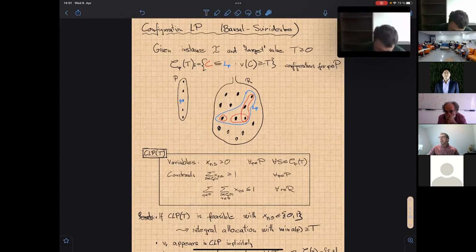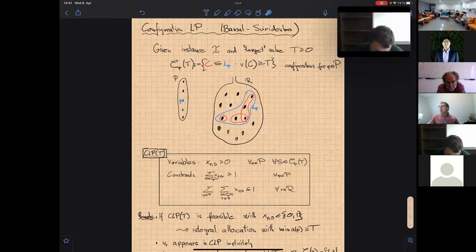Okay. Yeah. So right, there are 3 such configurations. This is a 2-element configuration, and this is a 3-element configuration. You can imagine values which would give you that. And then this child would be happy with either one of these.